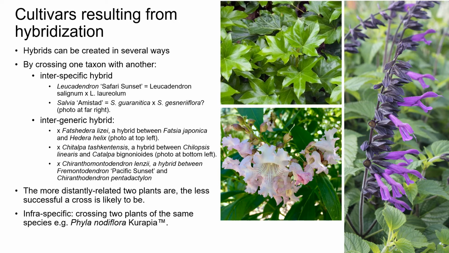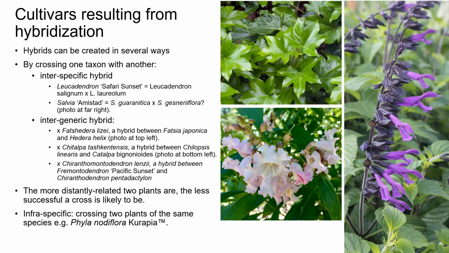In a controlled breeding program, we know exactly what the parent plants are. For hybrids resulting from natural pollination, we often don't know exactly what the parents are, but can usually make an educated guess based on the plants in the landscape where the hybrid seedling is found, and on the physical characteristics of the hybrid plant. An example of an interspecific hybrid that was naturally created is Salvia 'Amistad', shown on the far right of this slide, which is an interspecific hybrid between Salvia guaranitica and probably Salvia gesneriflora.